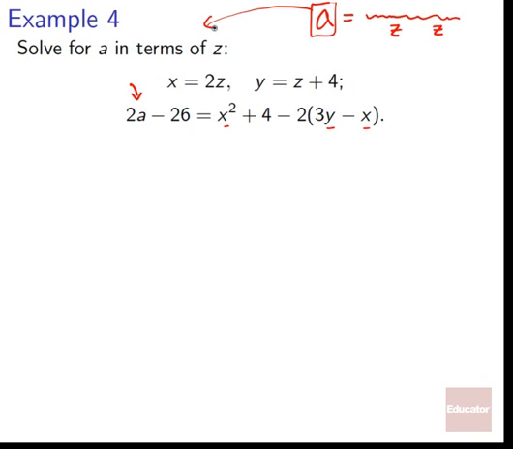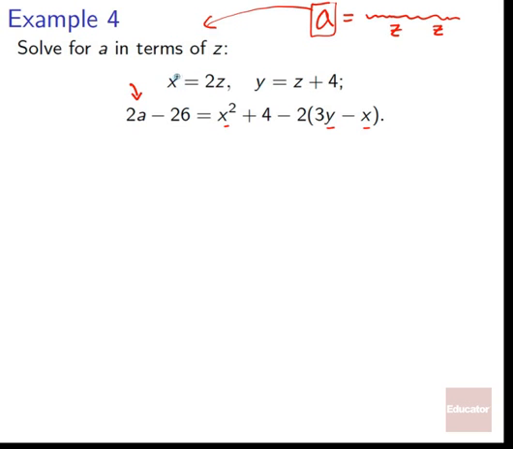A equals stuff involving z, maybe multiple z's, maybe just one z, but it's going to be a equals stuff involving z. But notice it's not going to involve x, it's not going to involve y. We are told to solve in terms of z, so it's going to be only in terms of z and other actual numbers, that is constant numbers. So if we know x equals 2z and y equals z plus 4, we need to get that z stuff to show up here, and we need to get rid of the y and get rid of the x.